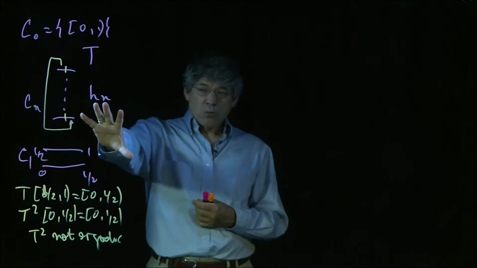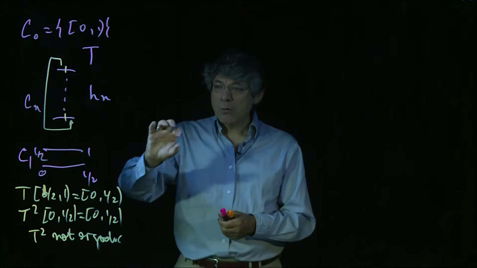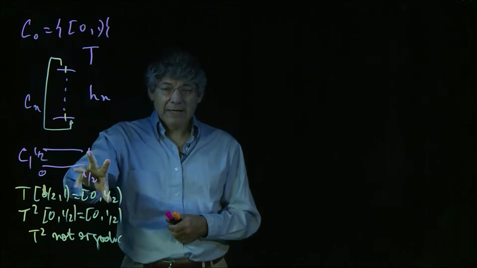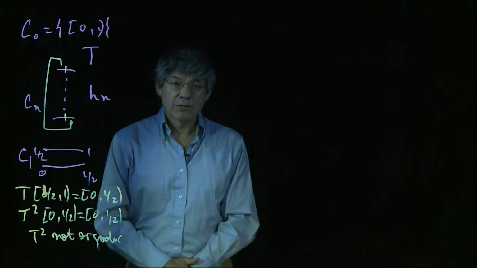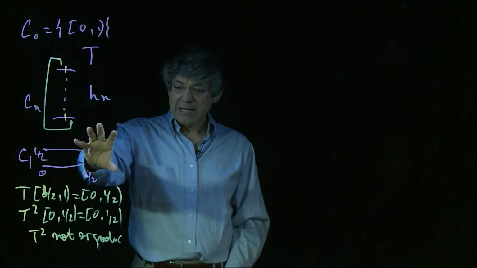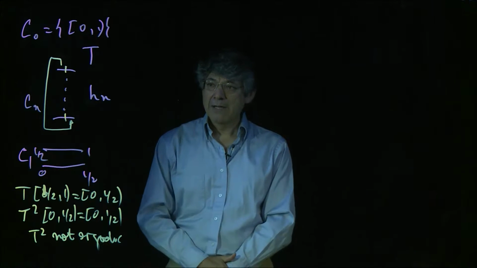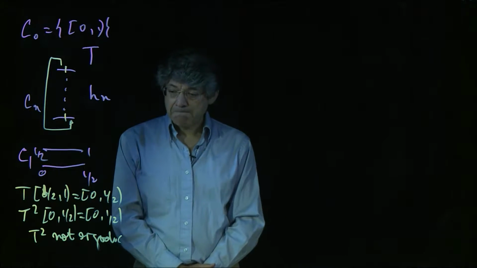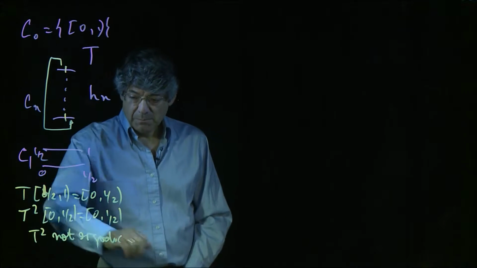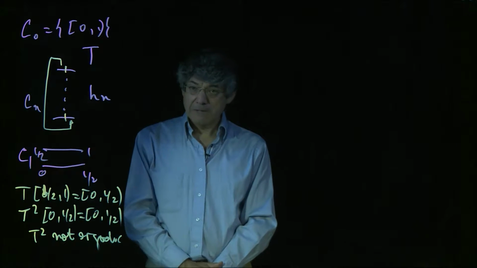So this was just a quick review of the process of cutting and stacking that was used to define the Kakutani-von Neumann transformation. And here we observe that even though, as we proved last time, T is ergodic, T squared is not ergodic.